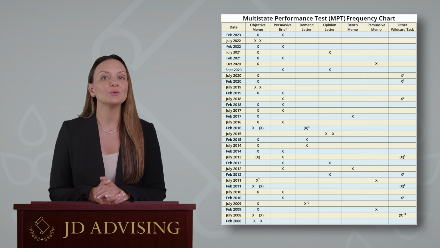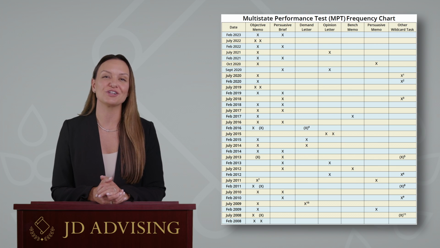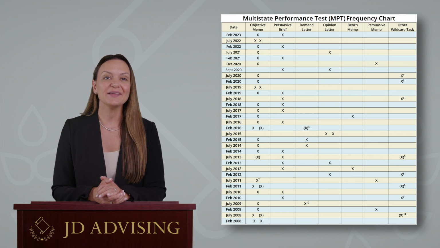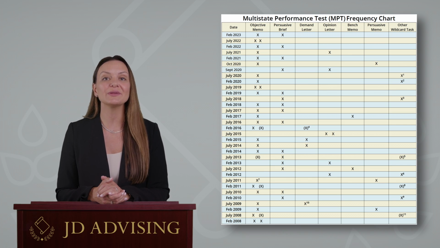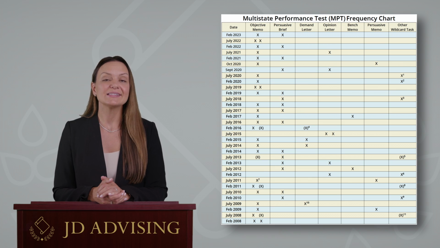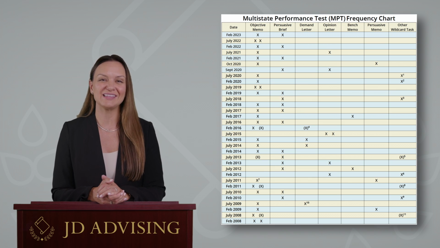It's helpful to show you which MPTs have been tested in the past and let that guide how you prepare for the MPT portion of your exam. Looking at the chart, we know that objective memos and persuasive briefs are the most frequently tested tasks. Statistically speaking, you are likely to get one, if not both, of these types of tasks on your bar exam.